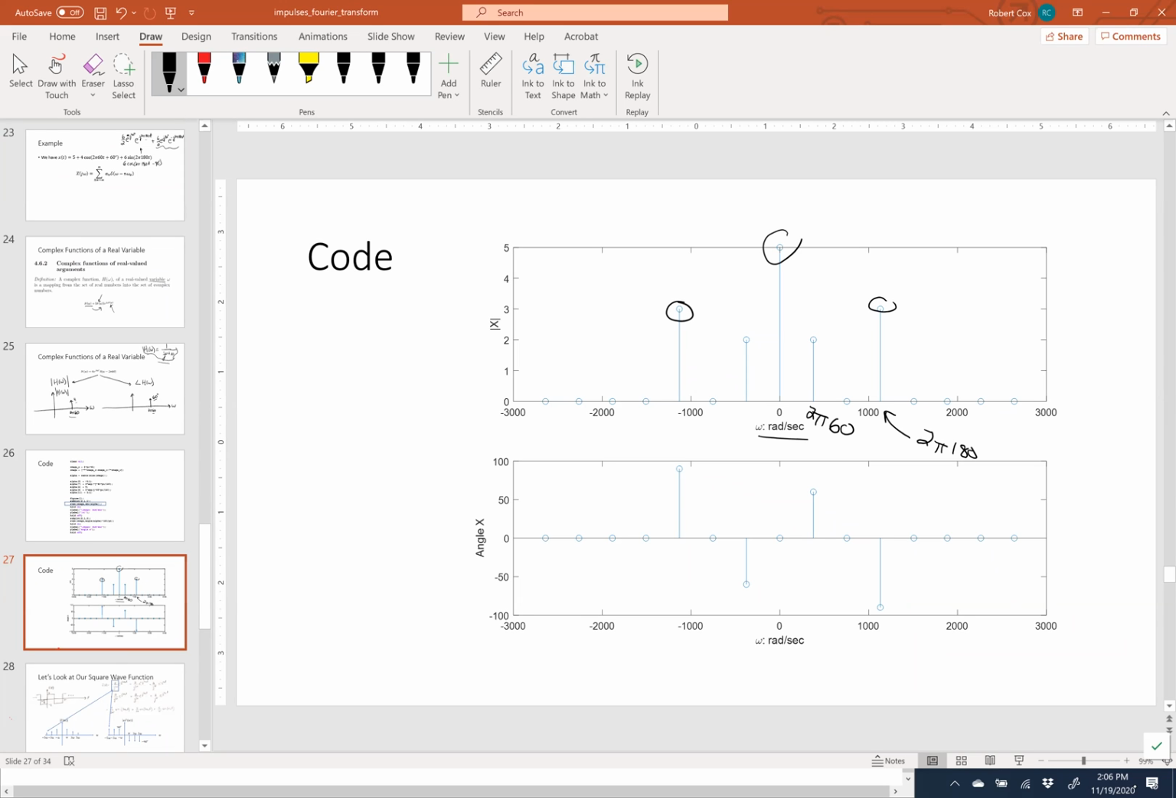Now, some of you that were in office hours last night were asking me, what's that command you're using? The command I use to generate this is something called stem. What it's doing is basically drawing a little dot on top of a stem. That's why they call it that. Basically, it's my way of trying to draw impulses.